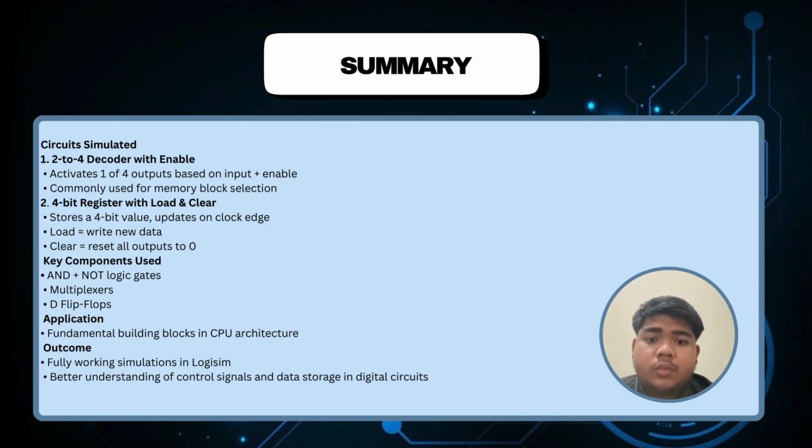I simulated two main circuits. A 2 to 4 decoder with enable, which activates one of 4 outputs and is commonly used for selecting memory blocks, and a 4-bit register with load and clear, which stores a 4-bit value, updates on the clock edge, and uses load to write new data and clear to reset the outputs. The designs use basic logic gates like AND and NOT along with multiplexers and D flip-flops.